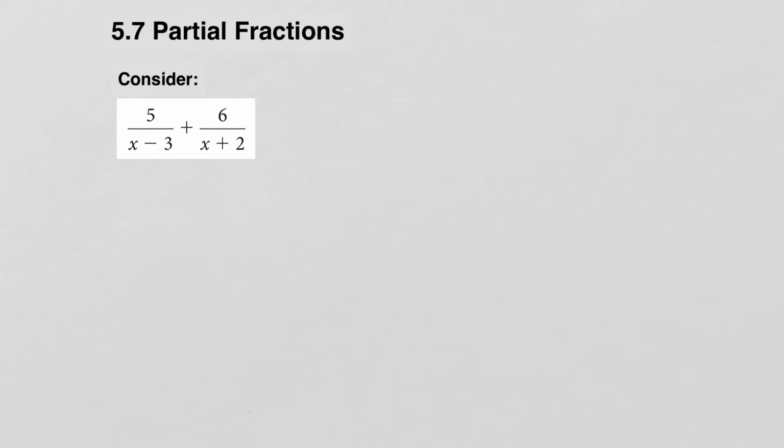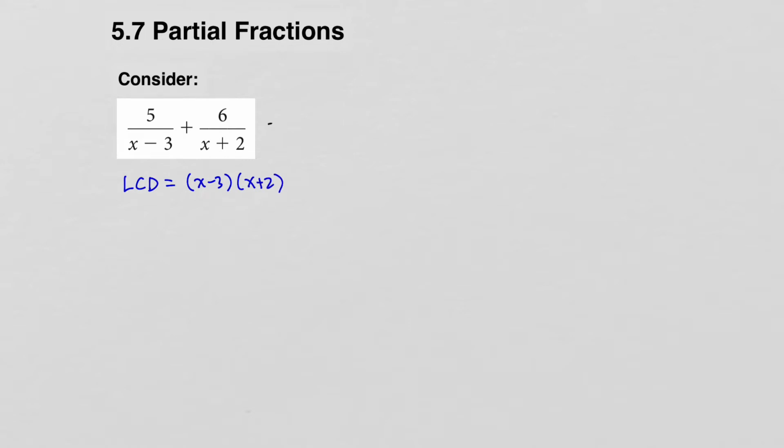In section 5.7, we look at partial fractions. First, let's consider an example. Suppose we wish to add the two rational expressions 5 over x minus 3 and 6 over x plus 2. We know that in order to do this, we need to get a common denominator, and we know the least common denominator here is x minus 3 times x plus 2.